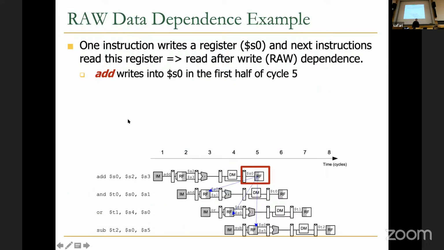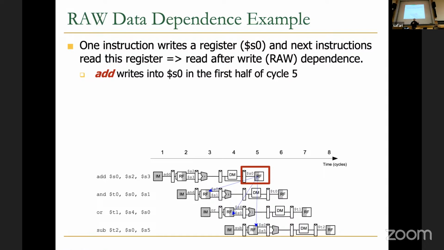So let's take another look at an example here. We have one instruction that writes to register S0, and the next instruction reads this register. So we have a read after write dependence. Here, for example, the add instruction writes into S0 in the first half of cycle 5. Consider that we have internal forwarding in the register file. I guess Professor Mutlu has already covered that in last week's lectures.